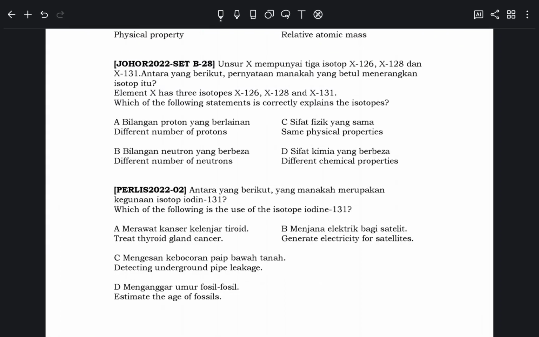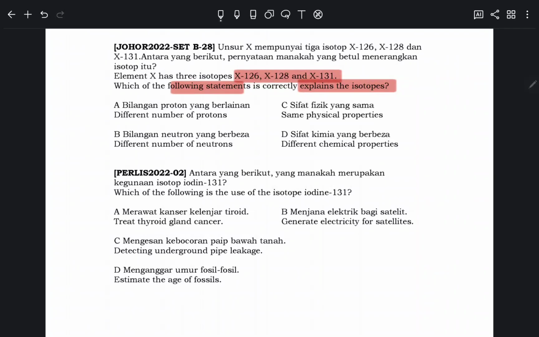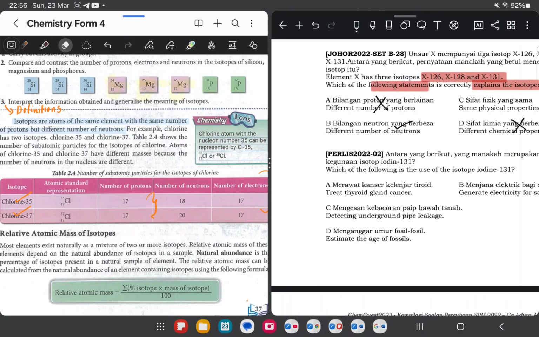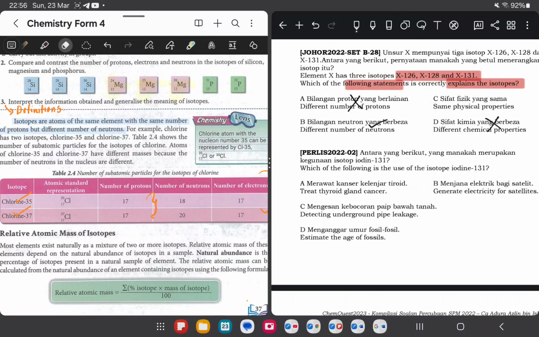Element Hex has 3 isotopes: X126, X128 and X131. Which of the following statements explains the isotopes correctly? Different number of protons is obviously wrong, because isotopes have the same number of protons. Different number of neutrons, yes. Same physical properties, the physical property is the same? Different chemical properties is totally wrong. So you must see which one is correct and which one is wrong. Based on what you see, you know they have different numbers of neutrons, correct?